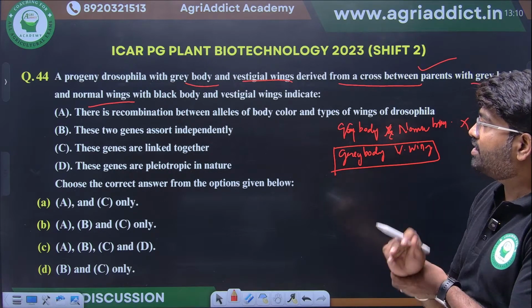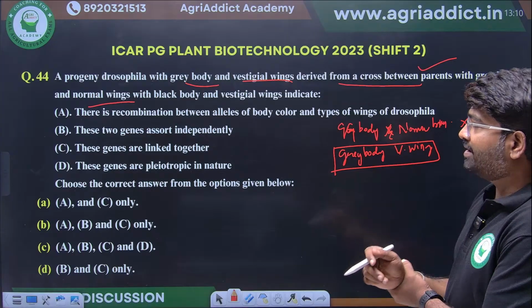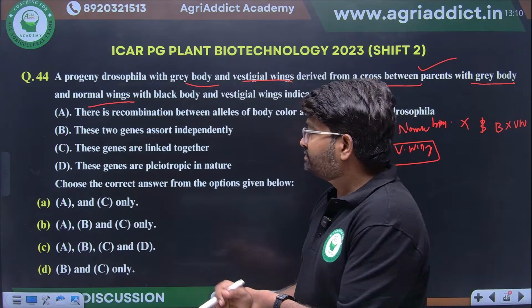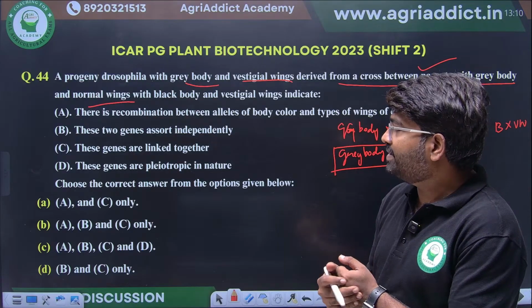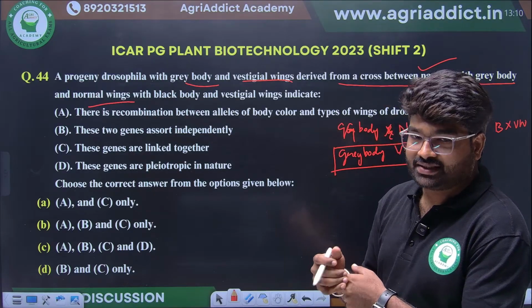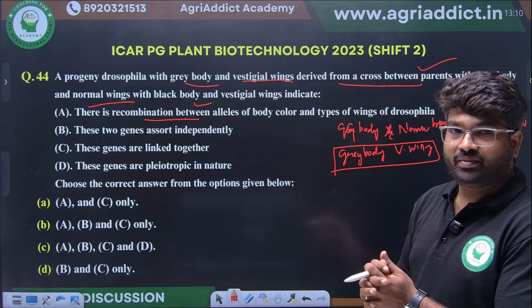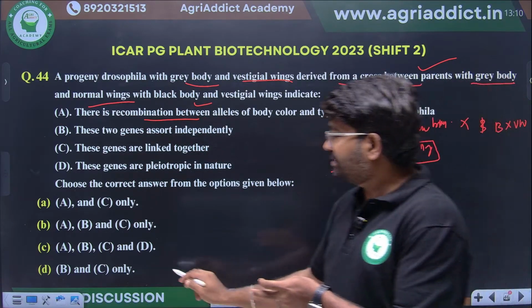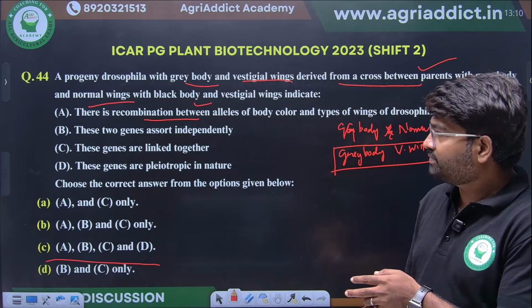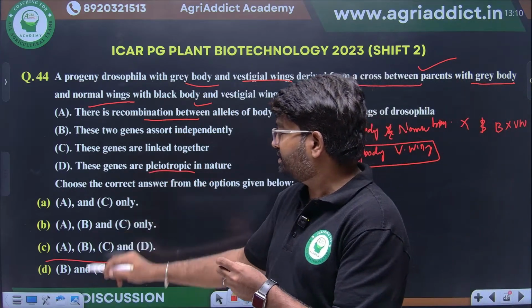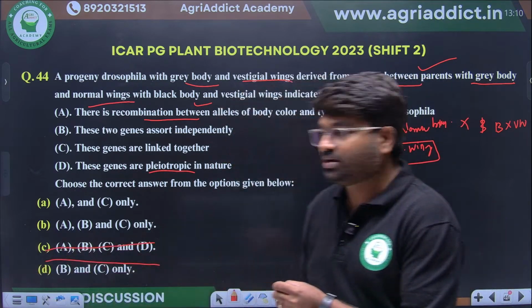Whether there will be a recombination between alleles of body color and type of wings of Drosophila, or whether there will be linked genes, whether this is a pleiotropic effect, or whether these two genes assort independently. Yes, this is correct: a recombination between alleles of body color will be there. So wherever A is coming, that will come. Whether it is a pleiotropic effect? No, this is not a pleiotropic effect. So that will not come.